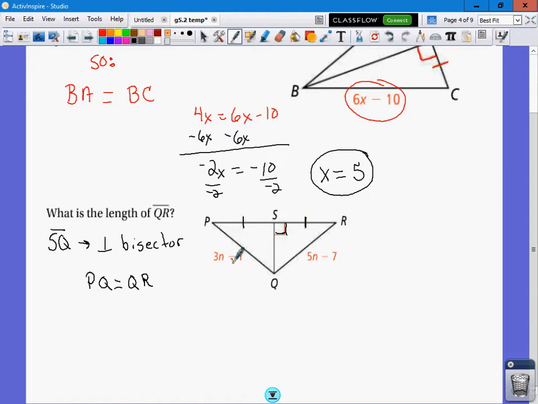I didn't hear the question. I would have written it down. What would I do with these two pieces? I'm going to set them equal to each other. I'm going to put ends together by getting them on the same side. So I'm going to subtract 3n from both sides. I'm going to add 7.